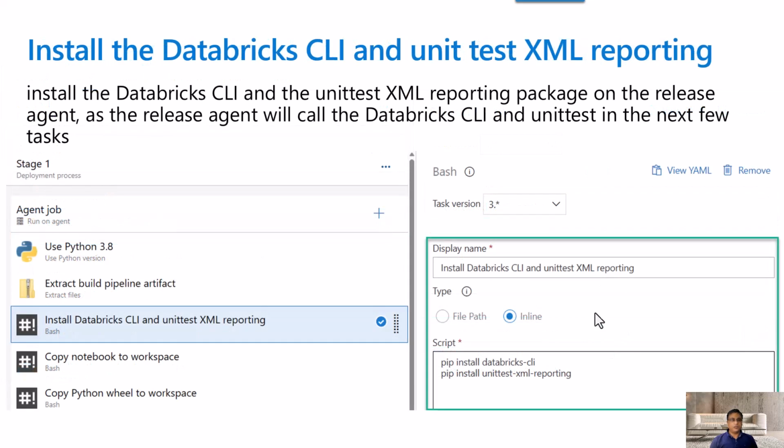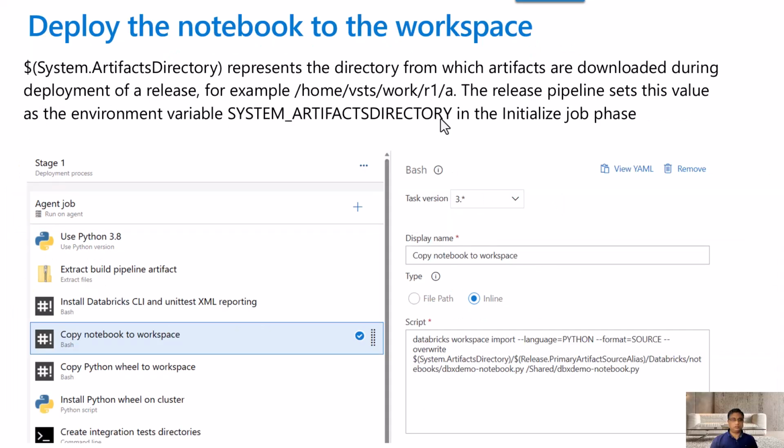Then the next step will be to install the Databricks CLI and the unit test XML reporting. Why is this important? Because we need to install the Databricks CLI and the unit test XML reporting package. We are going to call Databricks with the Databricks CLI, and whatever the unit test results are, they come in XML. So this particular library is required for reporting the unit test results via the agent. So this is very much okay.